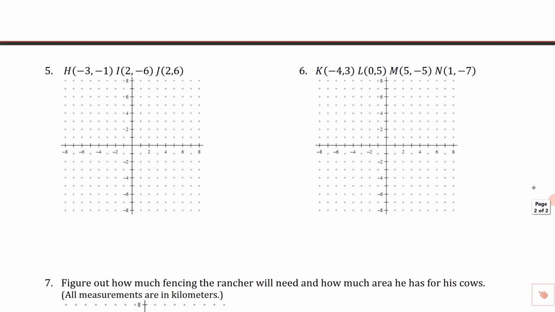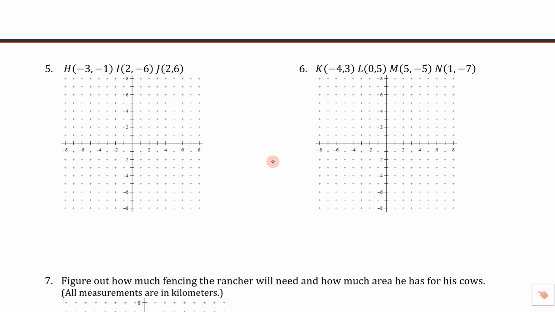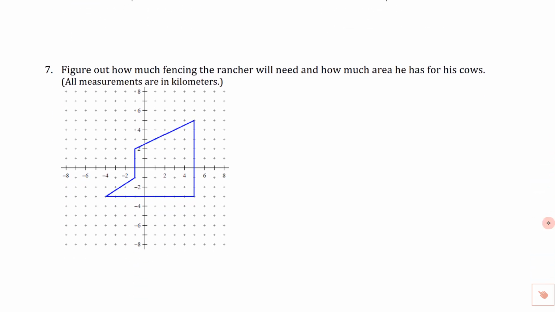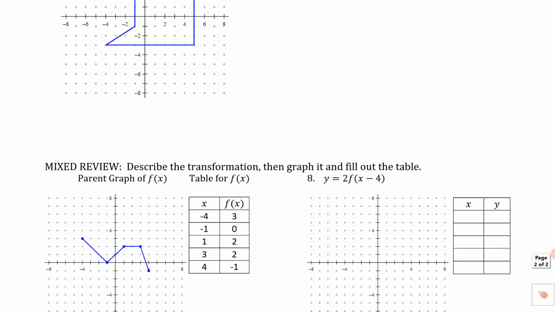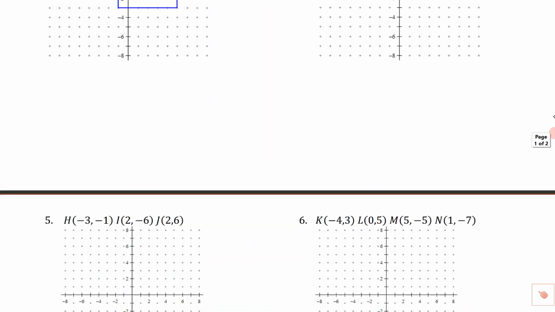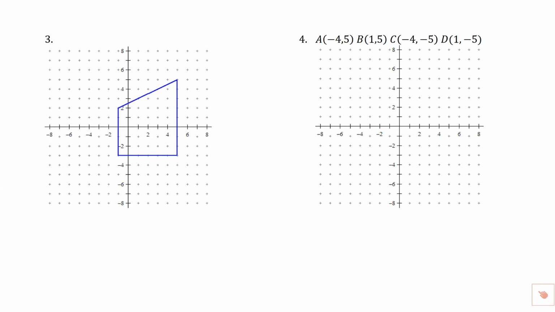On 4, 5, and 6, they actually just give you some points, so you'll need to plot those and then figure out the best way to do that. Number 7 is kind of another problem for that rancher with a different plot of land. And then we've got a mixed review problem here toward the end. But let's come back up here and take a look at example number 4.